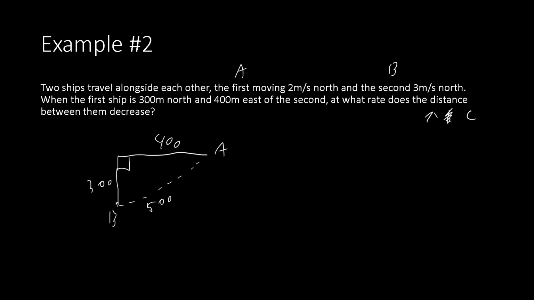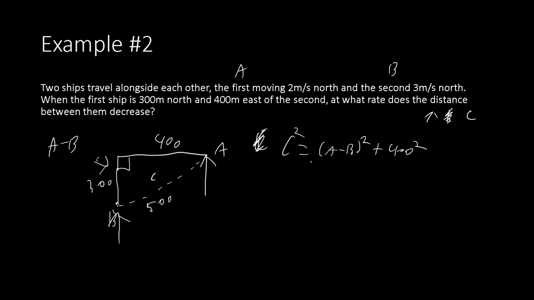Okay, now let's write our equation. Now we're solving for c, which is going to be this third side. So we have to write an equation for c in terms of a and b. Now, in this case, I'm actually going to change a and b. I'm going to say that a is the distance this way, and b is the position this way, right? So a minus b is going to be this leg. So this leg is going to be a minus b. So we can say that c squared equals (a minus b) squared plus 400 squared. And that's just our fundamental Pythagorean theorem.